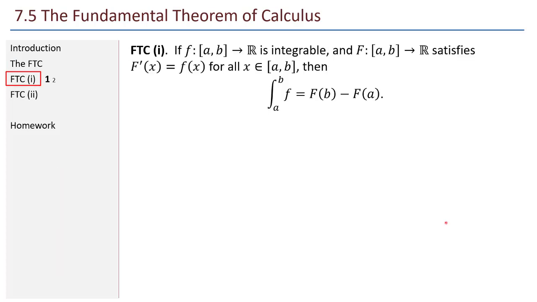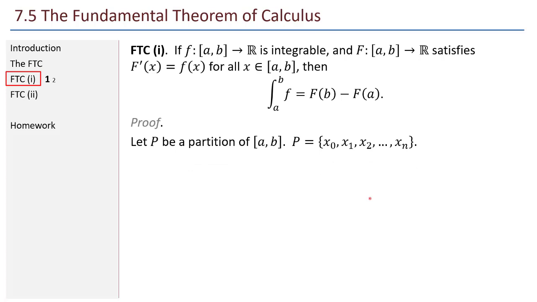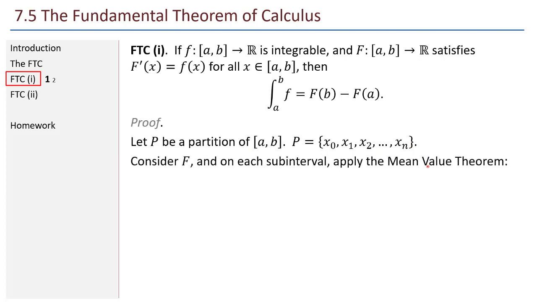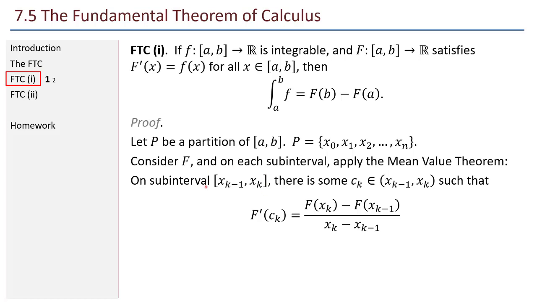Fundamental theorem of calculus part 1. Here's the statement of the theorem again. And the proof. So let P be a partition of the interval from a to b. So I've got my x0 through xn. And we're going to consider this big F. And on each subinterval, let's apply the mean value theorem. So I have this subinterval x sub k minus 1 to x sub k, and I can find some little c inside that subinterval such that this equation is true.